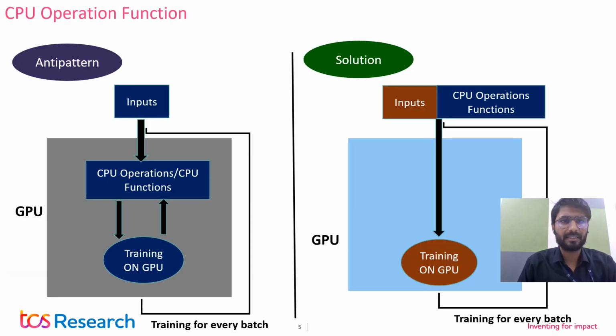There are 6 anti-patterns, but I will be discussing only 2. Please refer to our paper for more info. The first one is CPU operation function. This flowchart shows the performance anti-pattern and its solution.